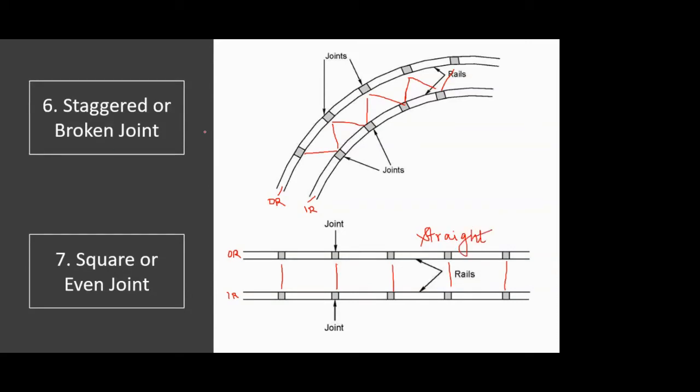And typically in a curve section, to maintain the strength of your rail system uniform, you will have this staggered or broken type of joints.